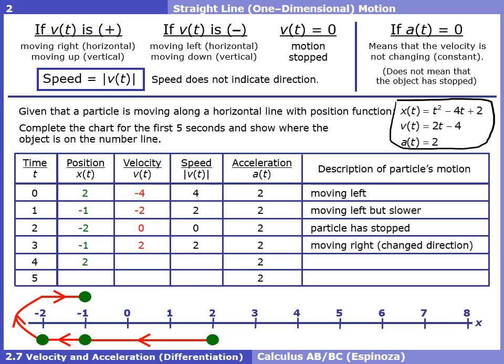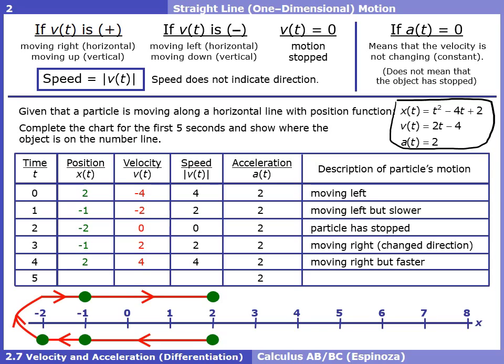What about at time 4? Well, position is 2, which makes sense because we're moving to the right. So I'm going to put a dot at 2. Our velocity is +4, and our speed is 4. So how can I describe the motion here? Well, since velocity is positive again, we know we're still moving to the right, but faster now. We went from 2 at time 3 to 4 at time 4. So we know we're still moving to the right, but a little bit faster.